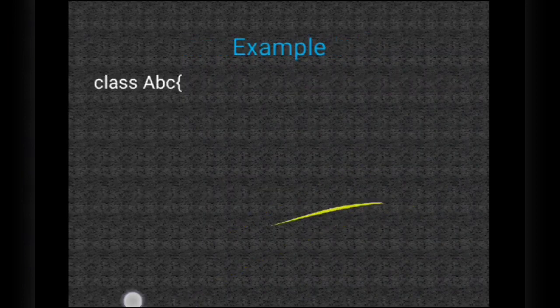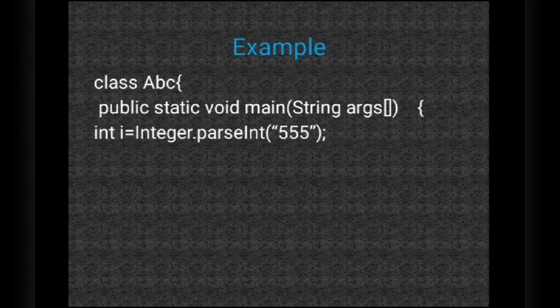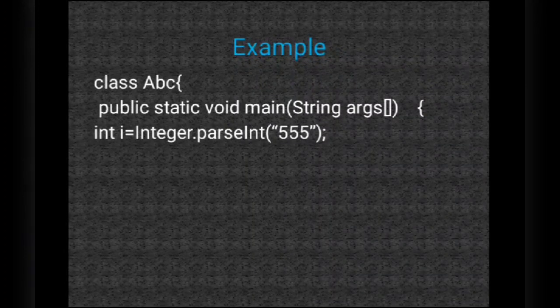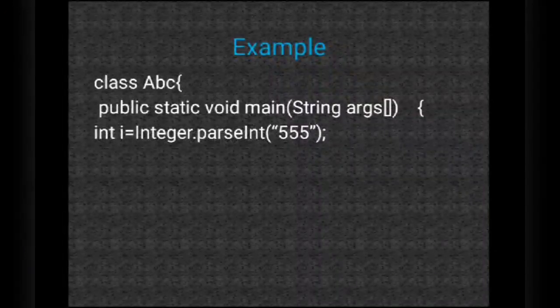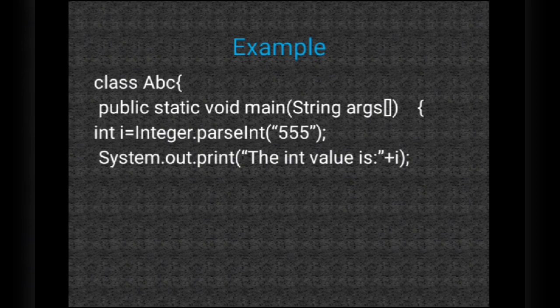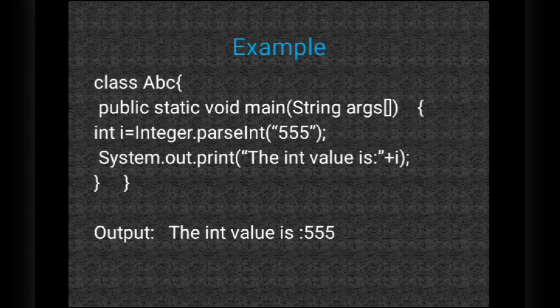Let us suppose we have a class ABC where we have a method. In this method we have this statement where you can easily see int i is equal to Integer.parseInt, in which we have passed the value 555, a string value. Students, always remember, whatever is written in double quotes is treated as a string argument. We have passed the string value over here, and we just have to print the value of i. So what will be your final answer? The int value will be 555.